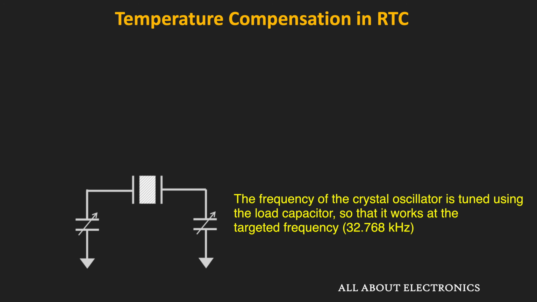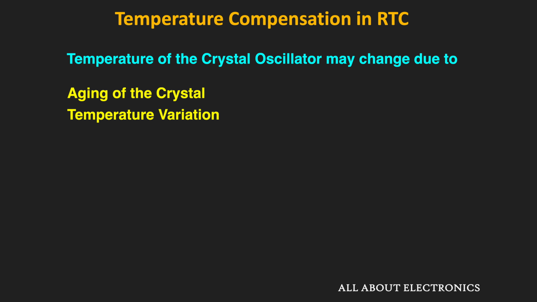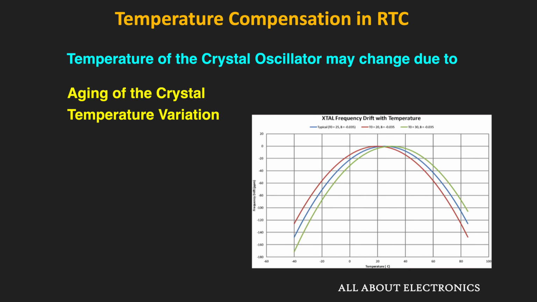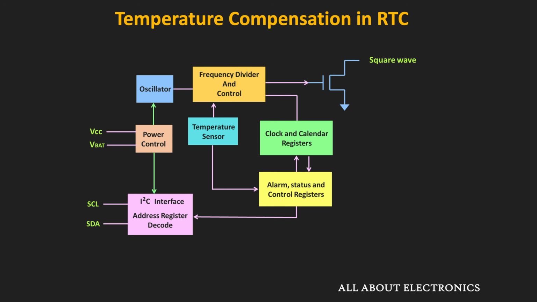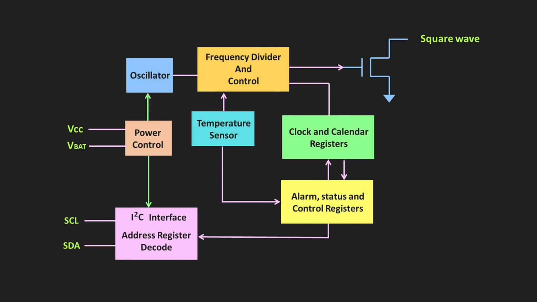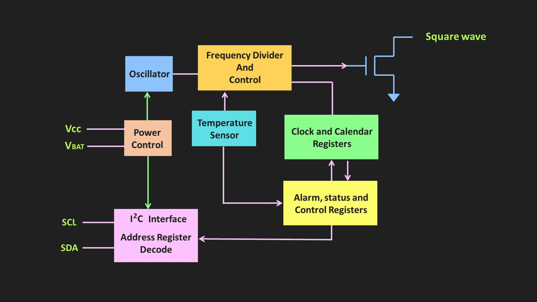But even with this tuning, because of the aging as well as the temperature variation, the oscillation frequency may change. Typically, with the aging, the change in the frequency of the crystal oscillator is very low. But with the change in the temperature, the oscillation frequency can change continuously. And in the applications where accurate timekeeping is required, this change in the temperature can lead to error in the timekeeping. So to avoid that, temperature compensation is very much required in each RTC, and that is why each RTC also consists of this temperature sensor.